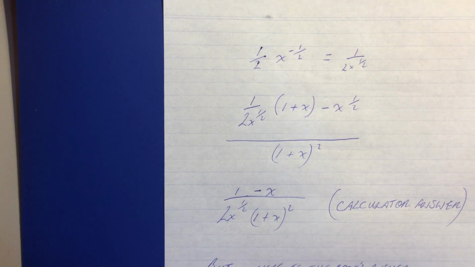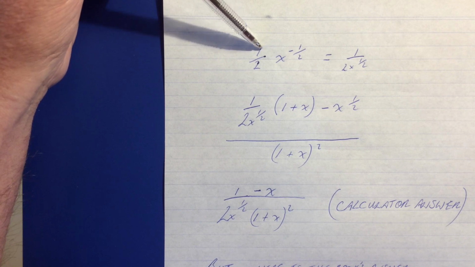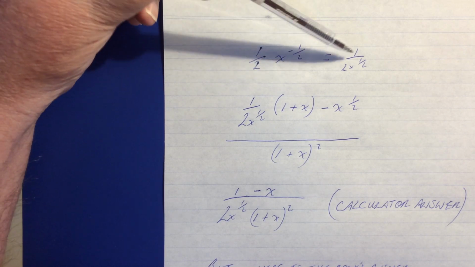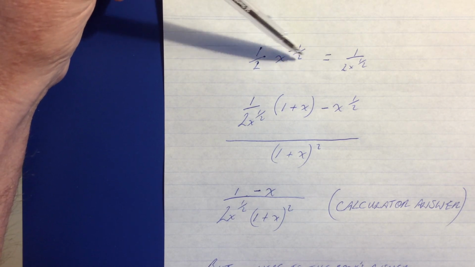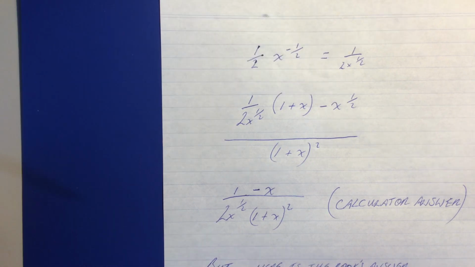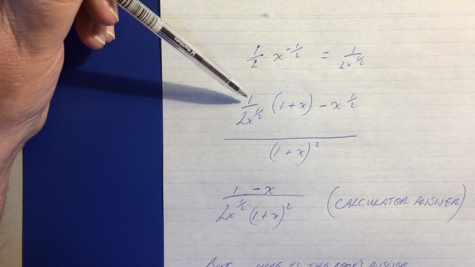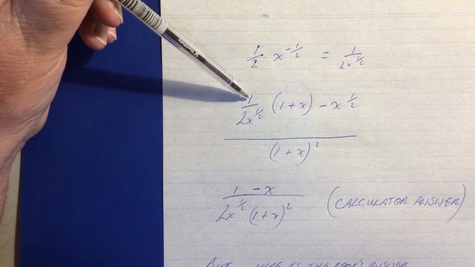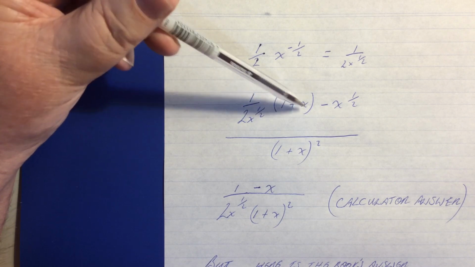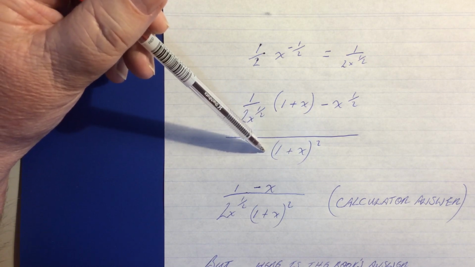Now, to get to the answer that a calculator would give, we have a little bit of work to do, and I just want to state how we can write this expression here, as follows. A half x to the negative a half equals 1 over 2x to the half. And that is one of the outcomes of the setup that we have. Okay, so 1 over 2x to the half times 1 plus x, minus x to the half, all over 1 plus x squared.